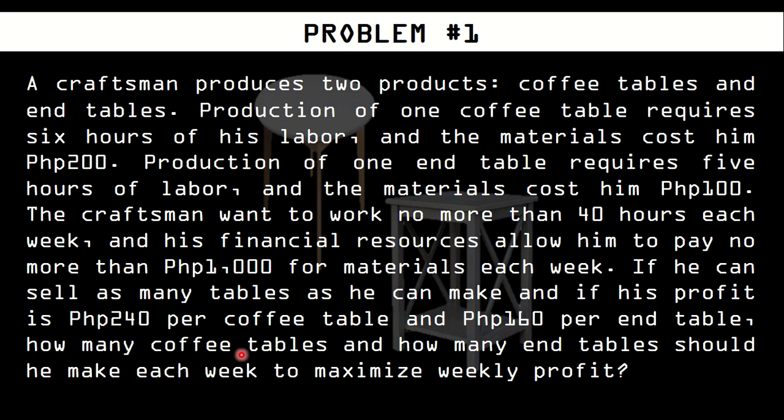The quantity of the number of coffee tables and the number of end tables. So with that, we can identify its maximum weekly profit. From the quantity of the coffee tables and the quantity of the end tables that will be produced, we can identify the maximum weekly profit.